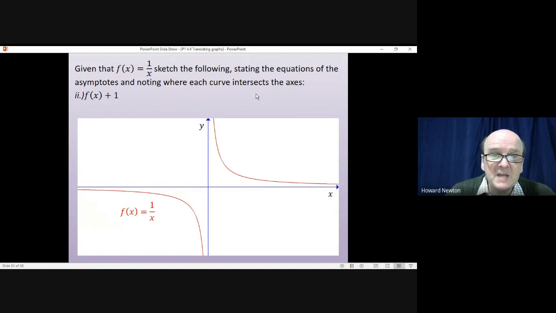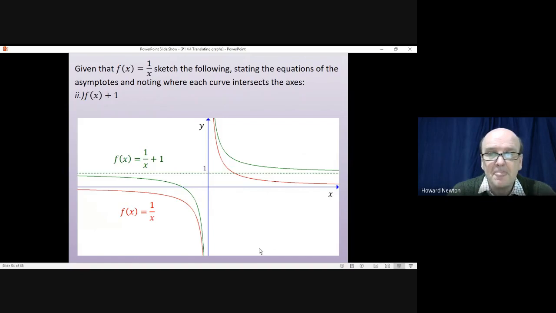Part 2 asks us to add 1 to the whole function. So the whole function is increasing by 1, the y values are increasing by 1. So the whole function is going to move up by 1 unit. And you would get something like that. Now the asymptote that's the y-axis just stays the same. It remains as an asymptote. But the x-axis asymptote has moved up by 1 unit. So that green dotted line at y equals 1 becomes the asymptote for f of x plus 1.